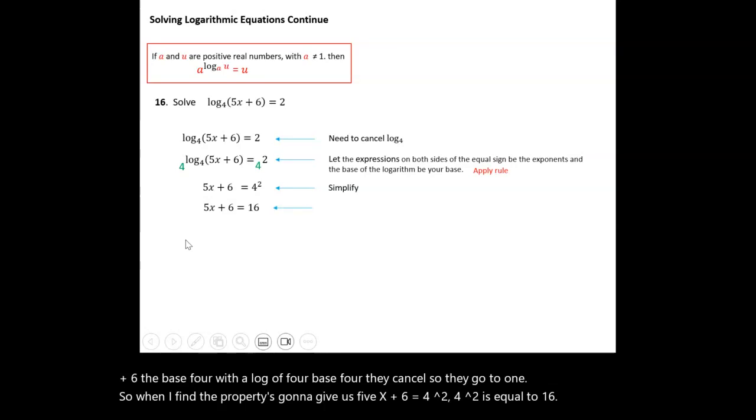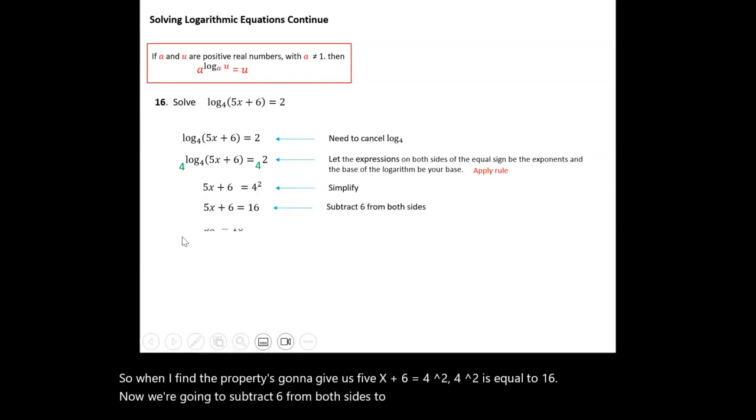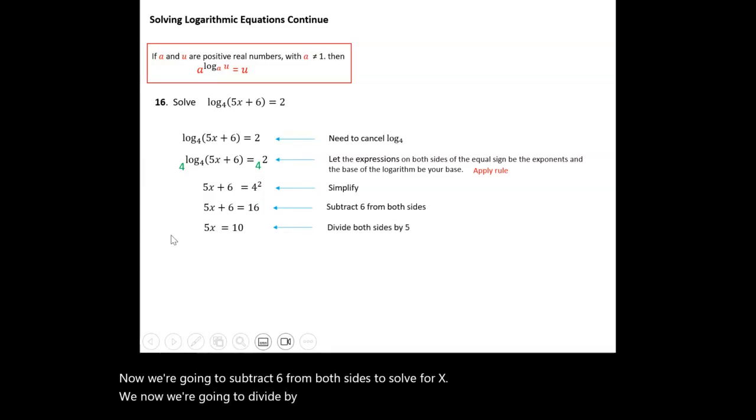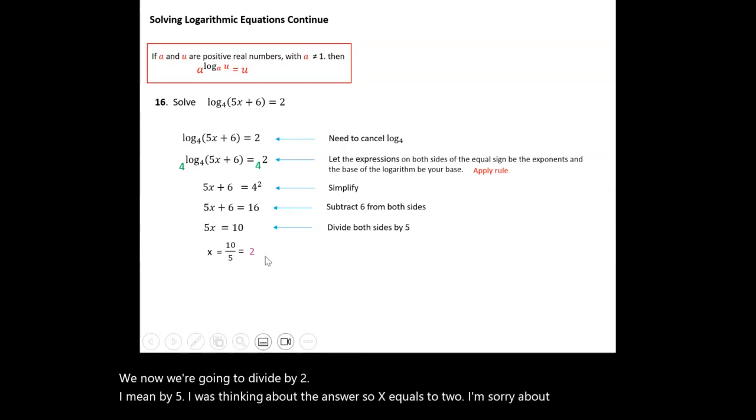Now we're going to subtract 6 from both sides to solve for x. Now we're going to divide by 5. I was thinking about the answer. So x equals 2. I'm sorry about that. So the value is 2.